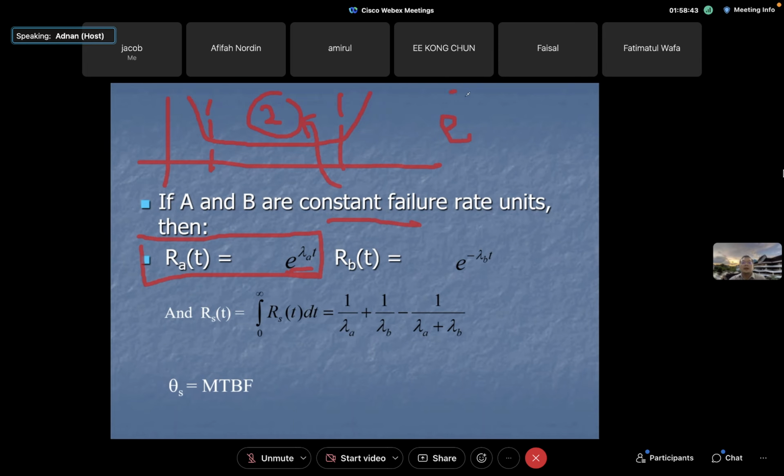E to the power of minus lambda T. I think there is a minus, right? Yes, minus. So this is expressed in terms of 1 minus lambda, and we want to calculate the reliability of the system during that period of time. Okay, let's see an example.